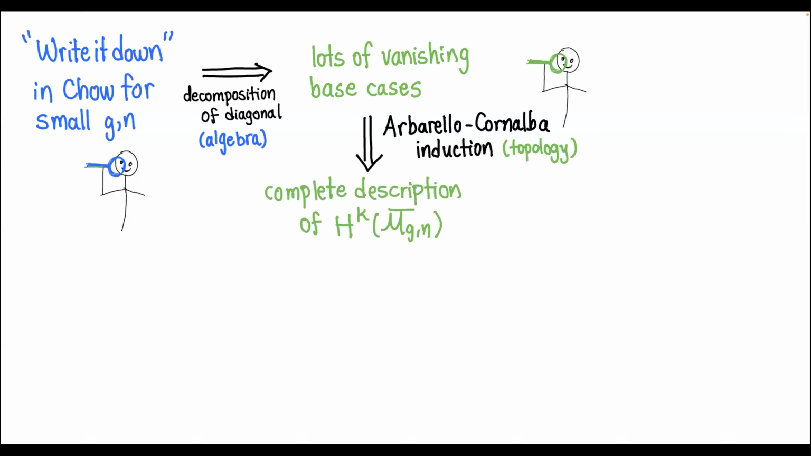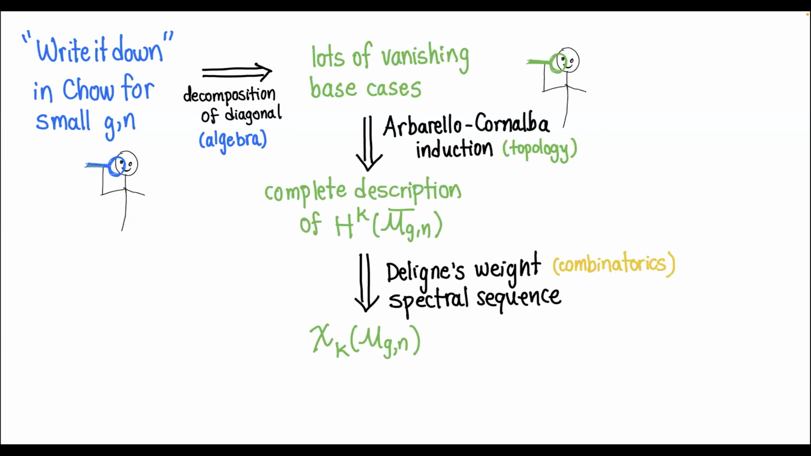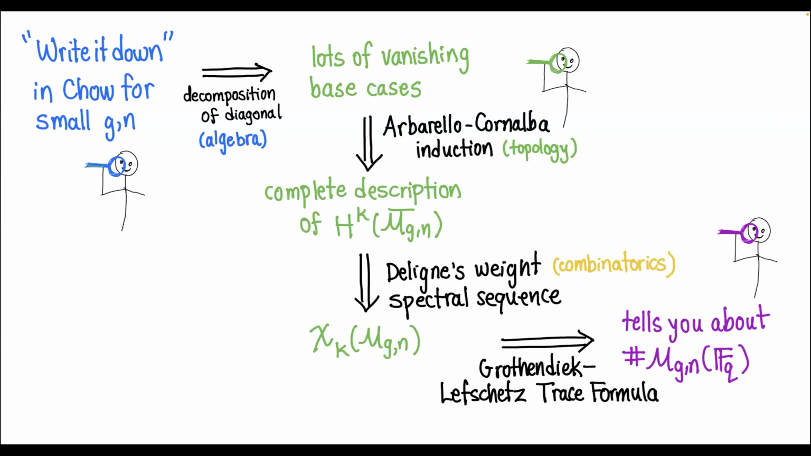And then using their inductive method and improvements upon it, we can get a complete description of the degree K cohomology of the compactification, which in turn helps us compute the weight K cohomology of the open moduli spaces. And that is what, by the Grothendieck-Lefschetz trace formula, can tell us about these point counts over finite fields. So this is the strategy for proving that the point counts are not polynomial.